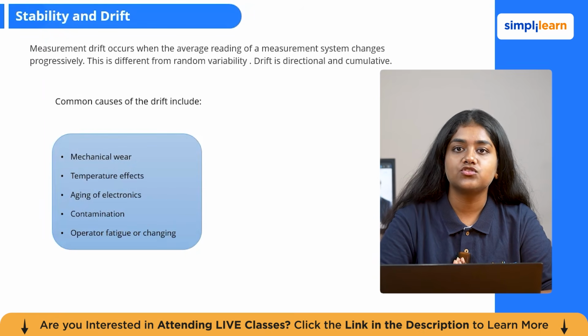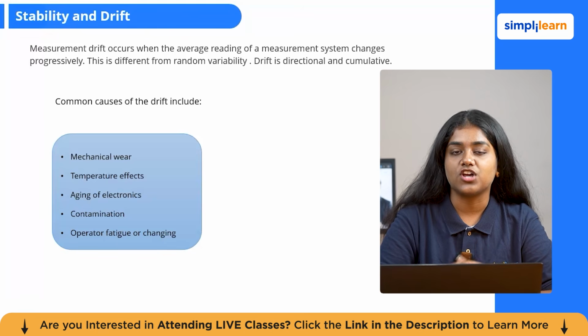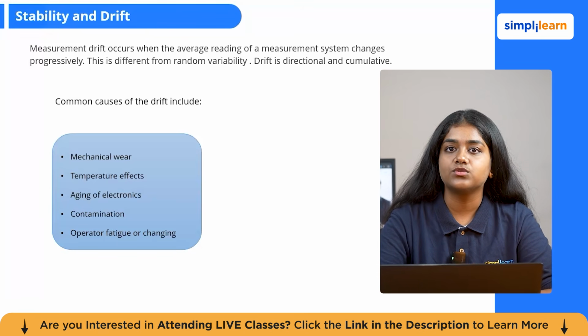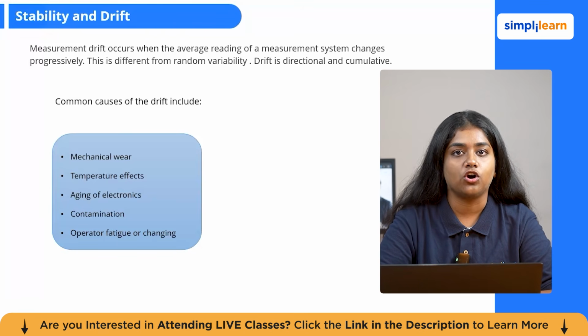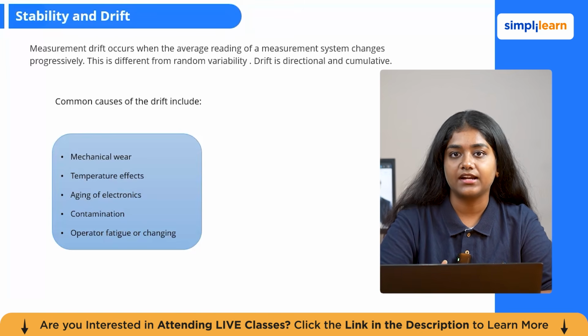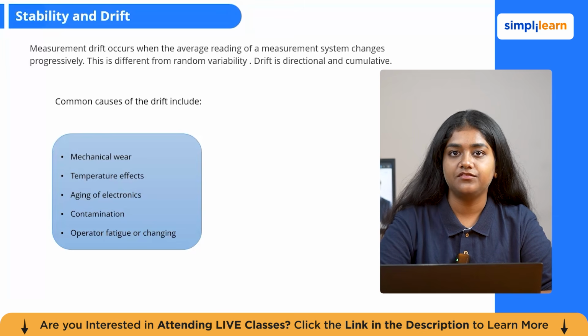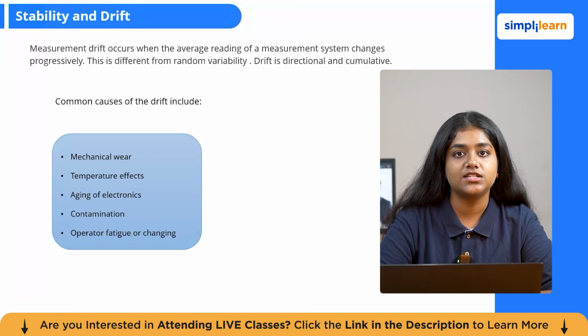Temperature effect. Instruments and parts expand and contract with temperature. A gauge used across different seasons or in a shop with varying temperatures may drift. Aging of electronics. Electronic sensors and circuits can change their characteristics over time. Contamination. Dirt, debris, or lubricants on contact surfaces can affect the readings. Operator fatigue or changing habits. Over long periods, operators may unconsciously change how they use a gauge.